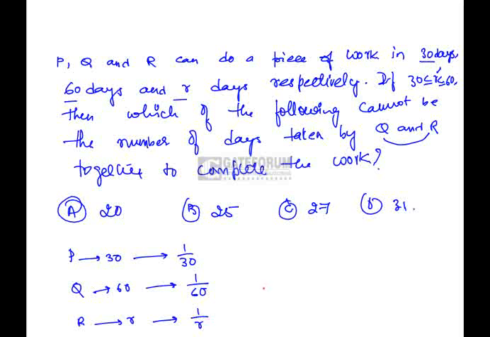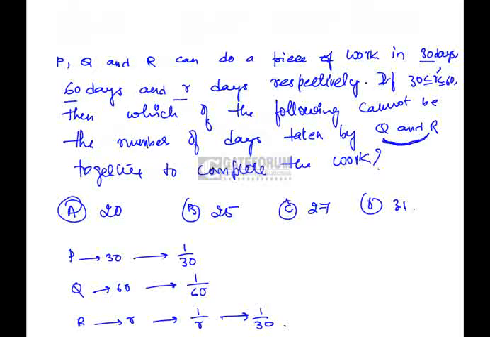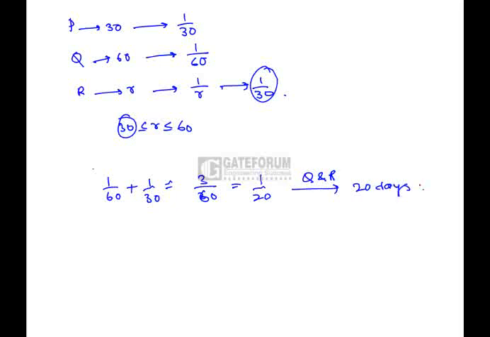Now the minimum number of days in which R can complete the work is 30, as it is given as 30 less than or equal to R less than or equal to 60. So if I consider the minimum value, R is 30. Now we need the combined work done by Q and R. So Q completes 1 by 60 per day plus R, let us say, 1 by 30, which is nothing but 3 by 60, which is 1 by 20. So Q and R can complete the work in 20 days if we consider R as 30.